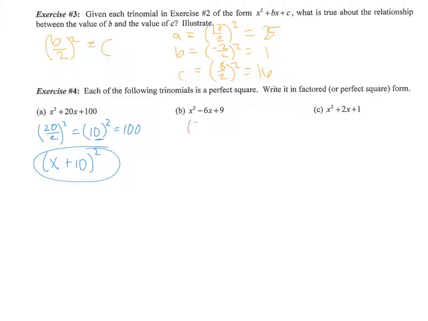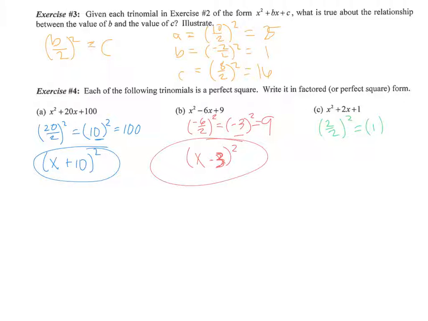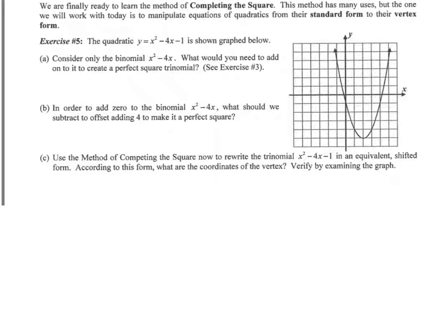Look at the next one. Negative 6 divided by 2 is negative 3. Squared is 9. So x and negative 3, squared. And our last one, 2 divided by 2 squared is 1 squared, which equals 1. So we have x and positive 1. We're finally ready to learn the method of completing the square.